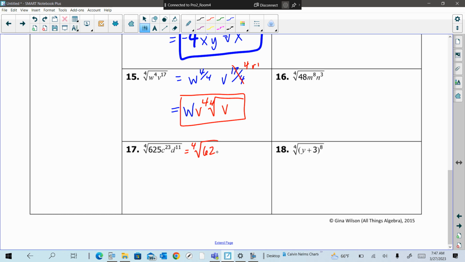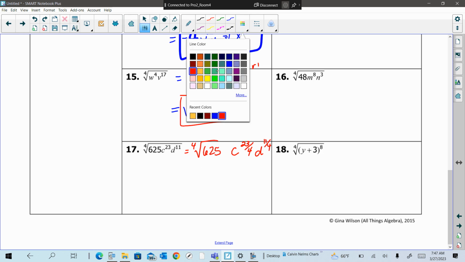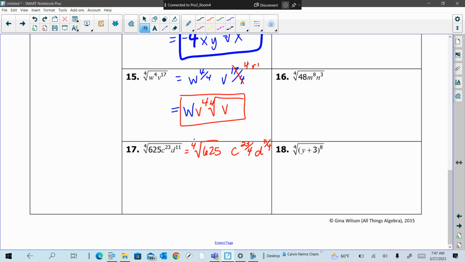So we're going to do the 4th root of 625, then c to the 23rd power divided by 4, and d to the 11th power divided by 4. This is a perfect 4th root. That comes out to be 5.